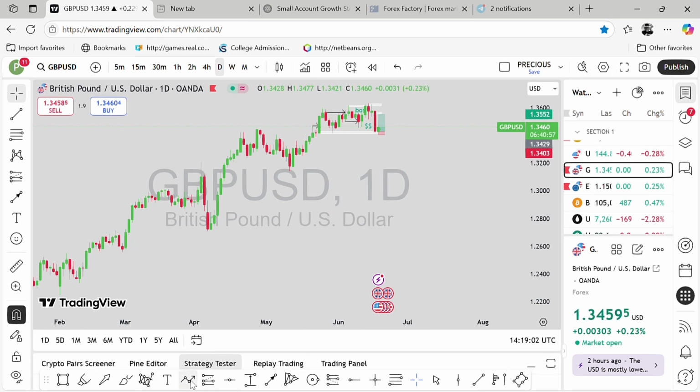Let's draw out the chart. You can see we have a low here, we have a high here, we have a low here, we have a high here, we have a low, we have a high, and then we have a low here.